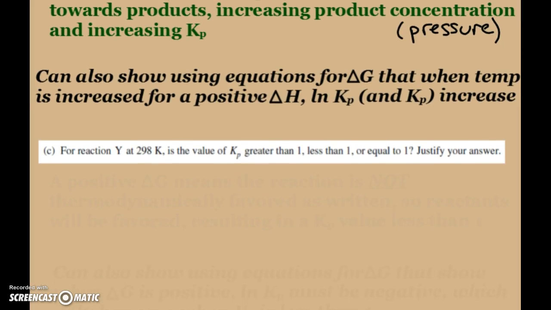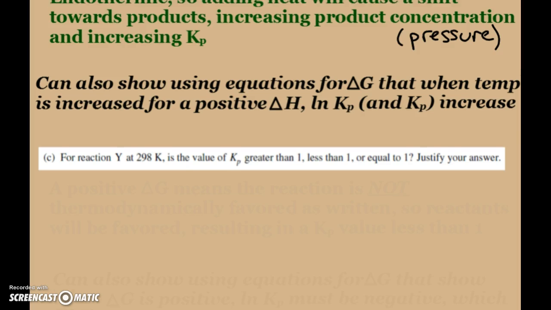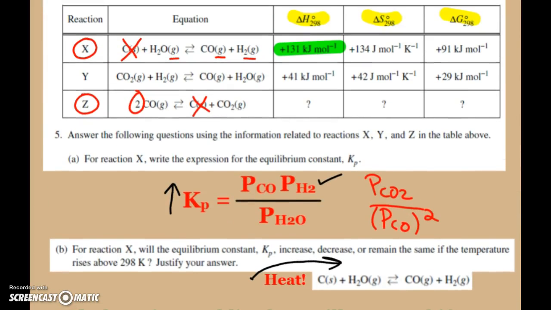Now, for reaction Y, is the value of Kp greater than 1, less than 1, or equal to 1? So now we're looking at reaction Y. And when I look at reaction Y, carbon monoxide plus hydrogen makes carbon monoxide and water. They're all gases, they're equimolar. Oh my gosh, what am I going to do? How am I going to plug? Stop. Collaborate and listen. What does delta G tell me?